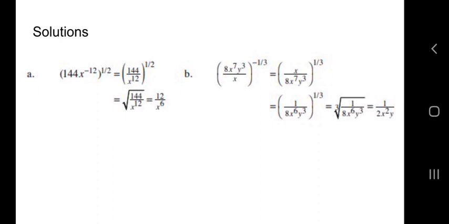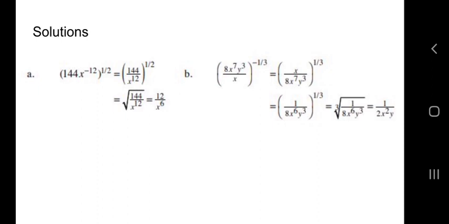Okay. So, 1 to the 1/3 power is 1, because 1 to any power is 1, including 0. Also, 1/3 power is cube root, and the cube root of 1 is 1. So, yep, the top is 1. Now the bottom, the cube root of 8 is 2. And the cube root of x to the 6th is x squared. And the cube root of y cubed is y. So this problem worked out really nice.